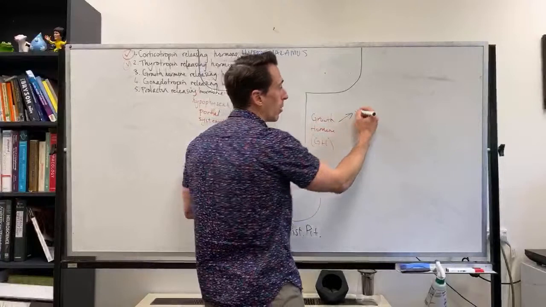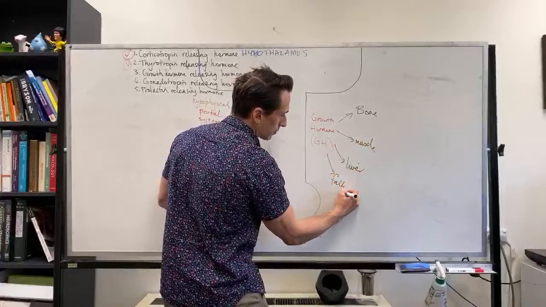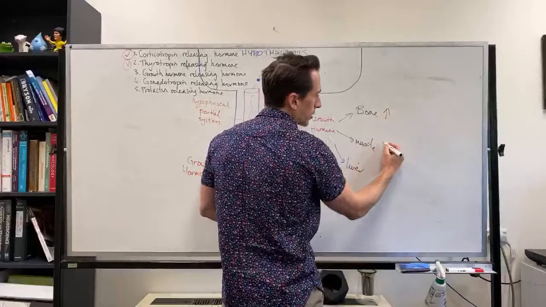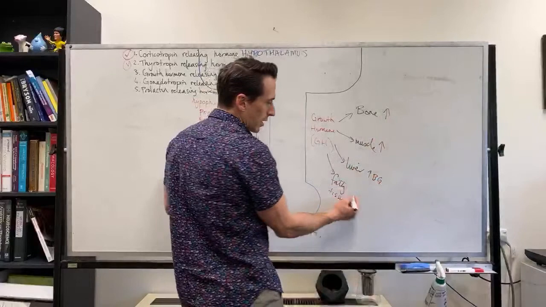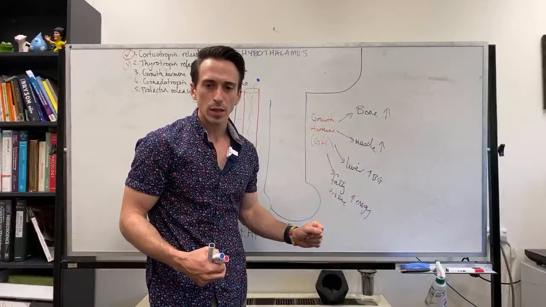Growth hormone affects bone, affects muscle, affects the liver, affects fatty tissue, which is called adipose tissue. It tells bone to grow, tells muscle to grow, tells the liver to release glucose, so it increases blood glucose, and tells fat tissue to release energy, so it increases energy stores. The reason these two things happen is that in order to grow and develop, you need energy available. So the liver releases energy, fat releases energy, and your bone grows and your muscle grows.